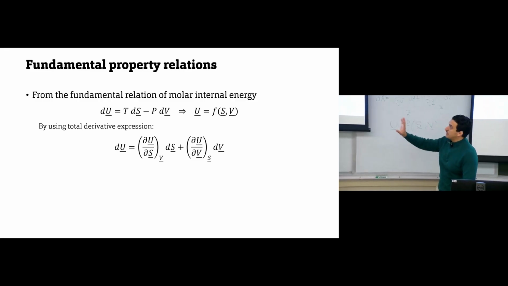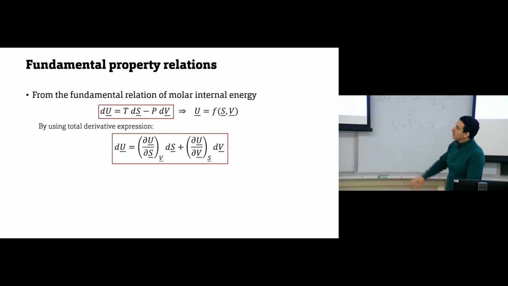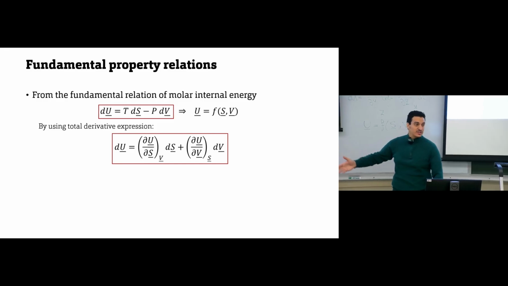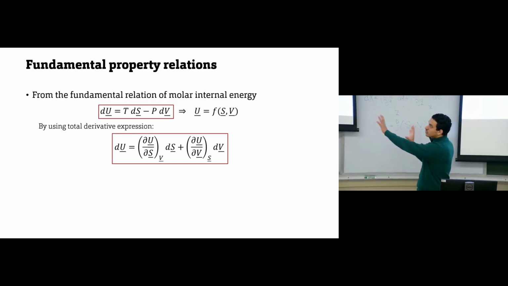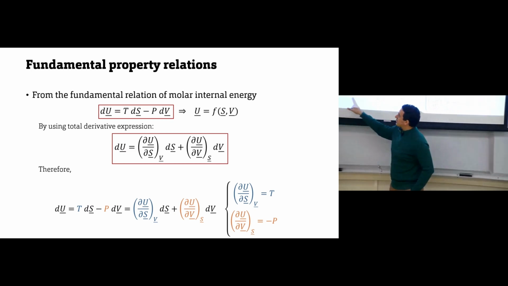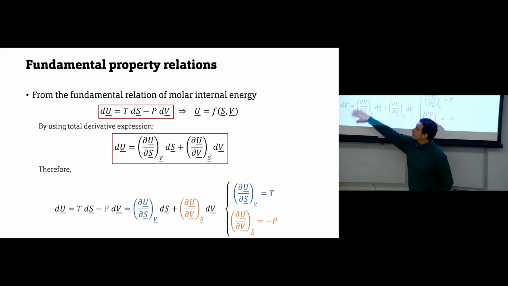So now we have two things. We have du calculated from the fundamental property relations, and we have du calculated from the total derivative, the basic law of calculus. So these two equations should be equal. If we compare them, du is TdS minus PdV from the fundamental property relation, equal to all of this from the total derivative.